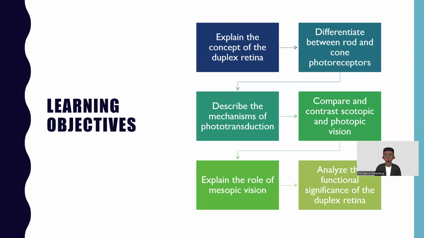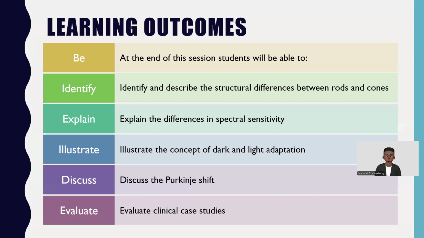For our learning objectives for this session, we will look at the concept of the Duplex Retina, the retinal photoreceptor cells, that is the rods and cones, the phototransduction mechanism of these cells, and the type of vision and the significance of the duplex retina. At the end of this session, students will be able to identify and describe the structural differences of the photoreceptor cells and spectral sensitivity. Also explain the concept of dark and light adaptation and Purkinje shift.